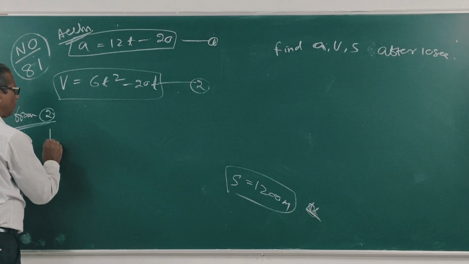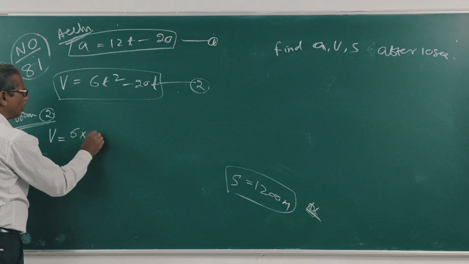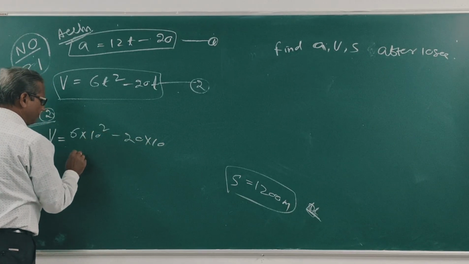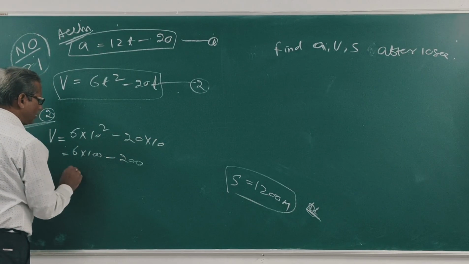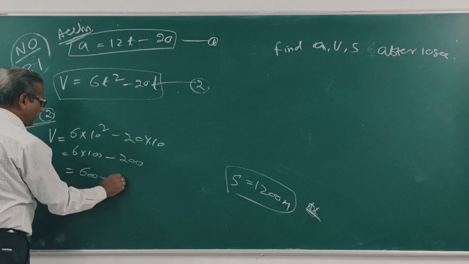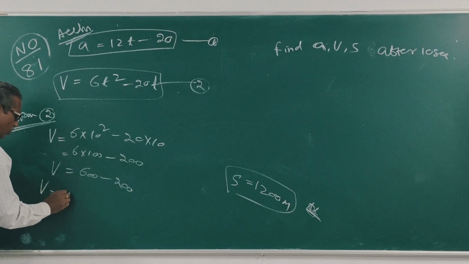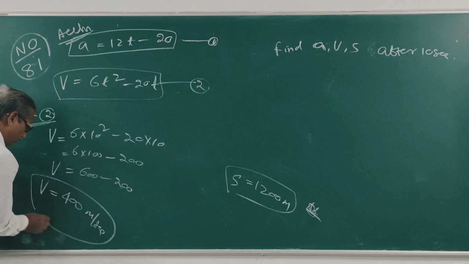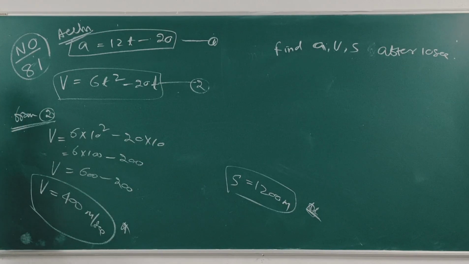Next, velocity. From equation 2, v is equal to 6 into 10 square minus 20 into 10. So 6 into 100 minus 200. 600 minus 200. So v is equal to 400 meters per second. Right? This is velocity and distance traveled by the body.